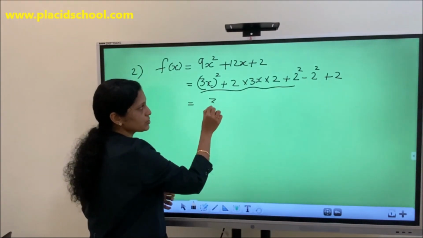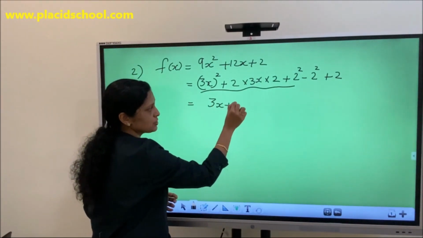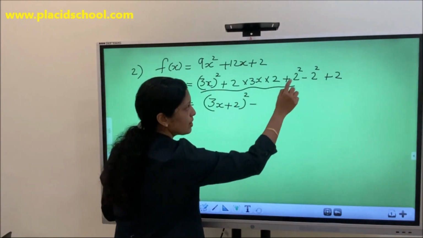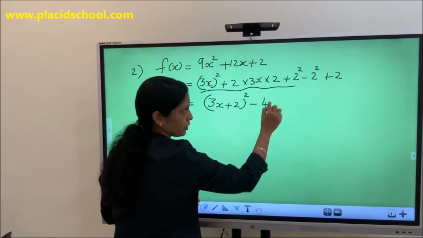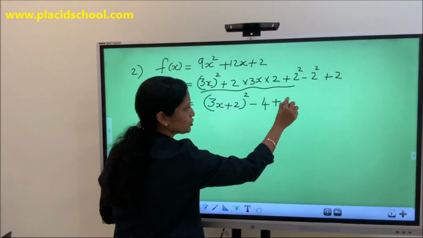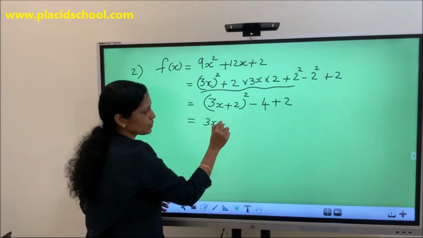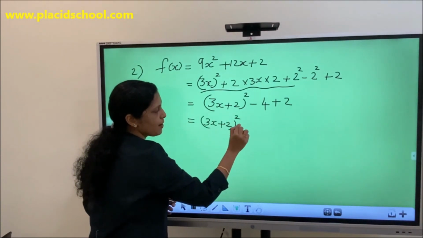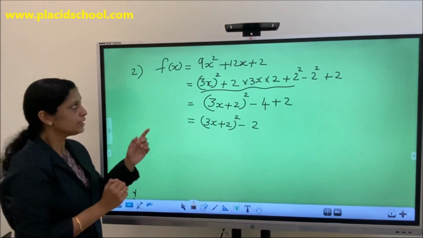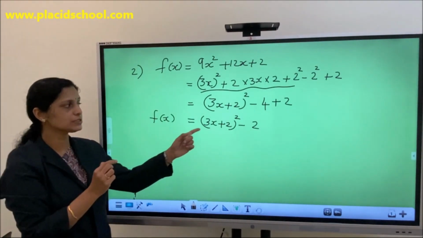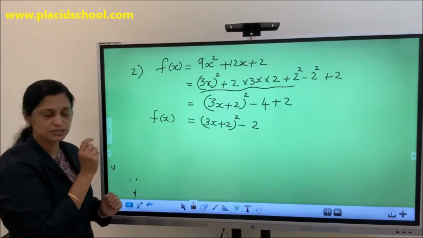This is the expansion of (3x + 2)², then the remaining is minus 4, minus 2 square plus 2. Minus 4 plus 2, you are getting (3x + 2)² minus 2. Now our f(x) is (3x + 2)² minus 2.